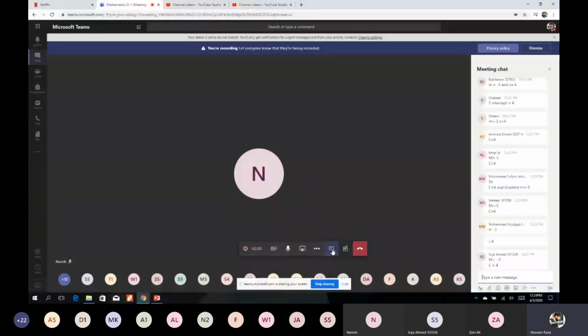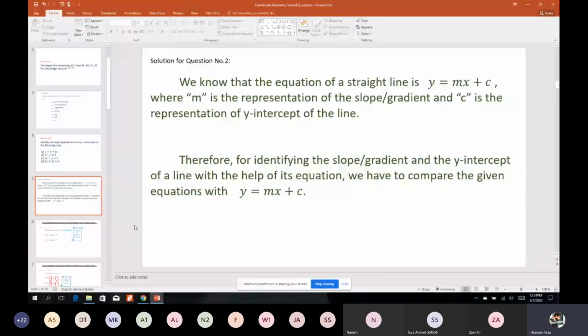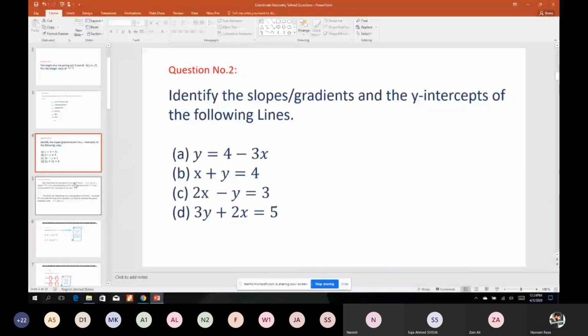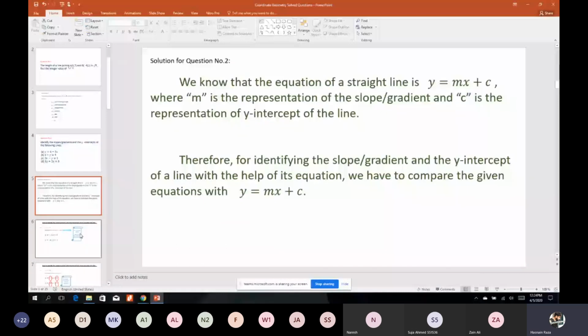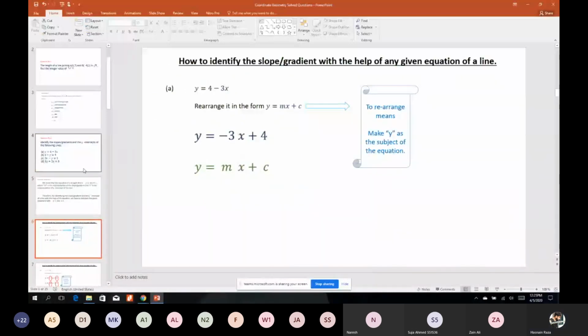Okay. So, Suja, I got your answer as well. Returning to our equation, the equation was y equals to 4 minus 3x. देखो, y equals to mx plus c के अंदर y अकेला होता है. Now look here.